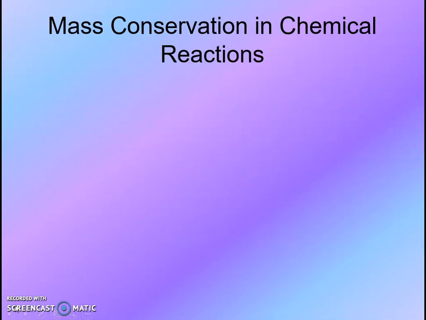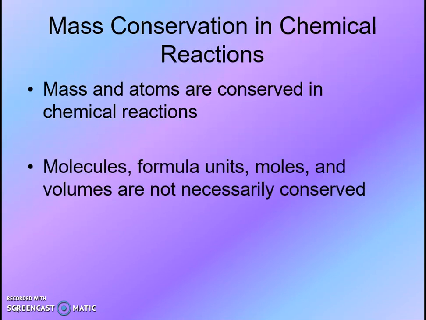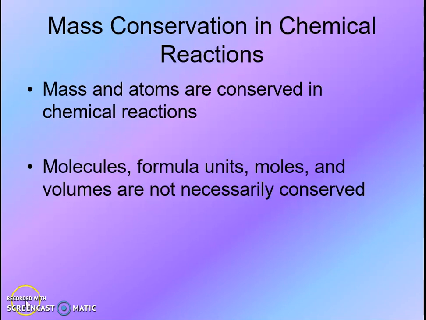So again, within a chemical reaction, the number of atoms and the mass are always going to be conserved. Whatever goes in for reactants has to equal the amount of products that are coming out in both situations, because we cannot create or destroy matter. Sometimes you get lucky and molecules and moles and volume might be conserved, but if they do, it's just, again, random luck. They don't have to be. It just might work out that way.